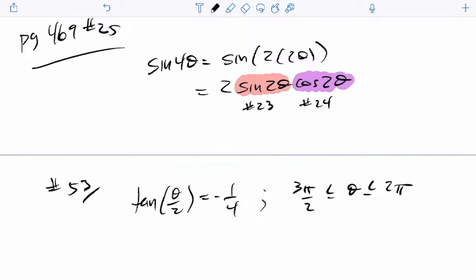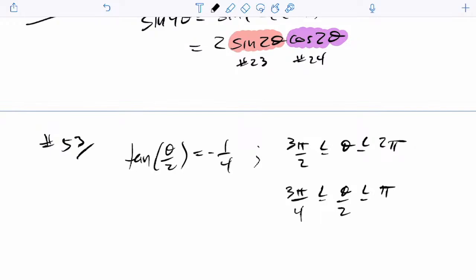Michael, for 53 here, they want the tan of alpha over 2. So the way to approach 53 is I would actually divide across by 2 here. And if I divide across by 2, you end up bounding your theta over 2 between 3 pi over 4 and pi. So I divide it across by 2, and now I know that I'm greater than 3 pi over 4, and I'm less than pi. So you're in this quadrant here.